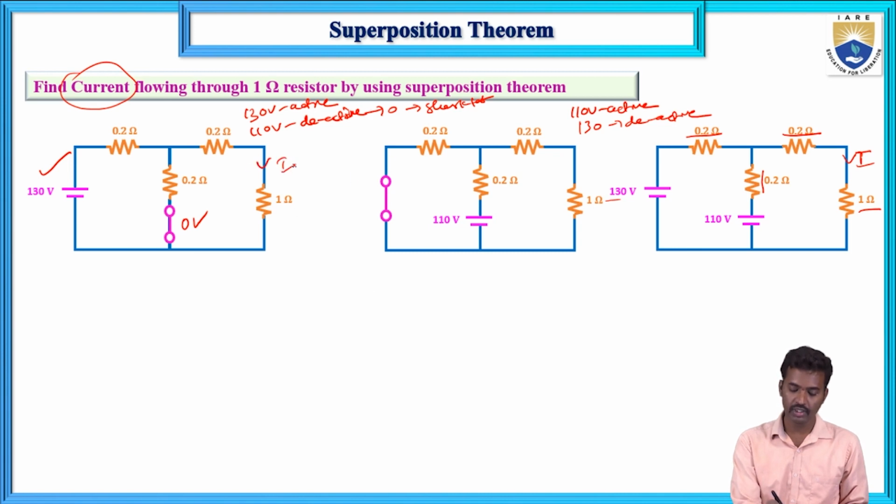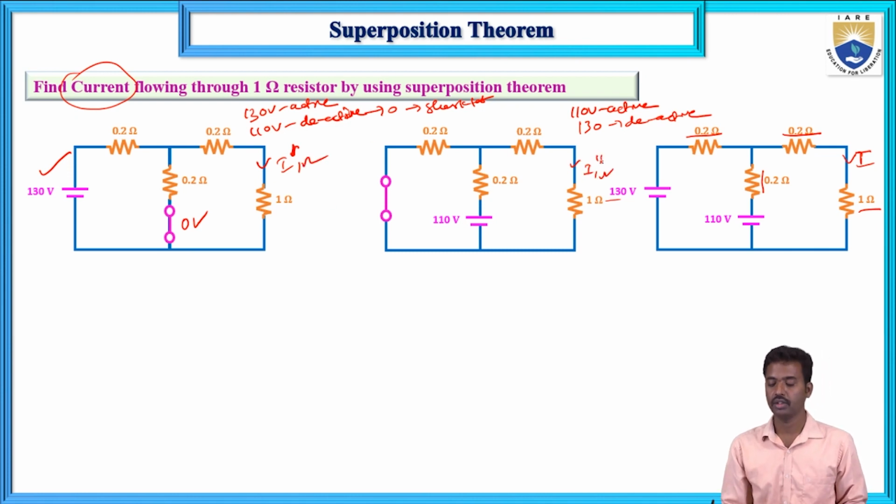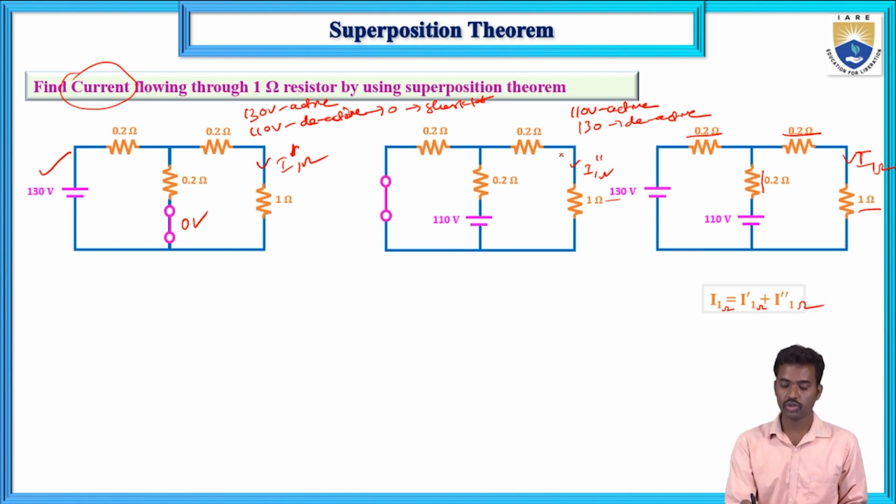This is calculating individual response 1. This is I1 ohm dash and I1 ohm double dash. This is I1 ohm. So now the verification is I1 ohm equals I1 ohm dash plus I1 ohm double dash. Total response equals the sum of the individual responses. Now individual response calculations. First, individual response 1.